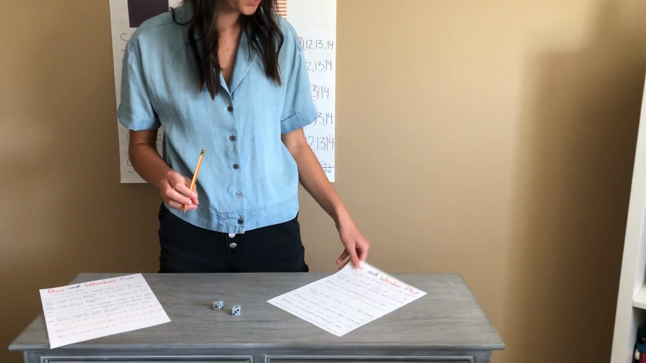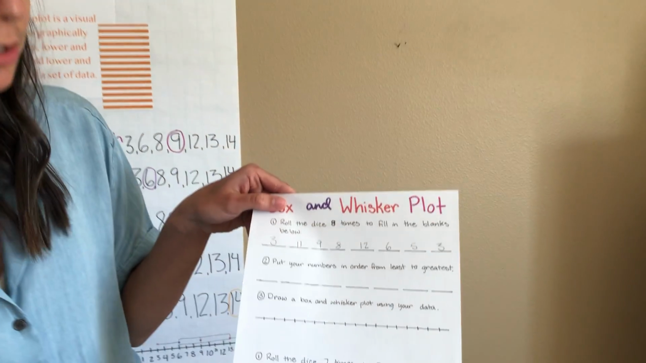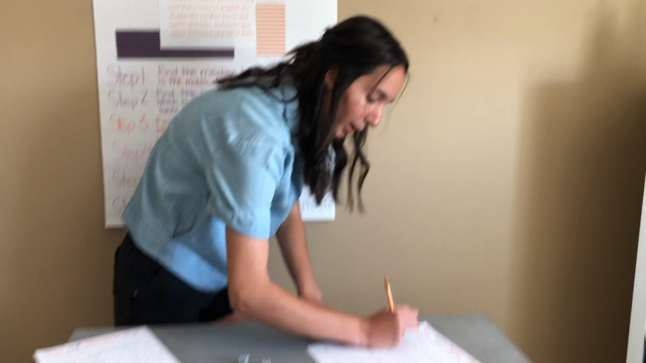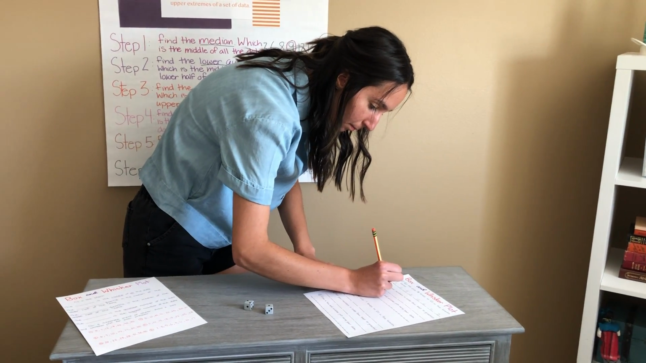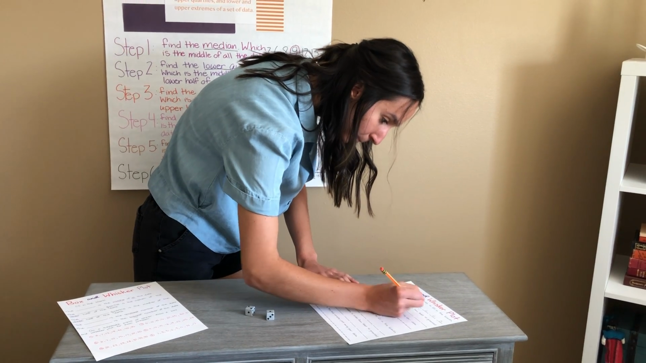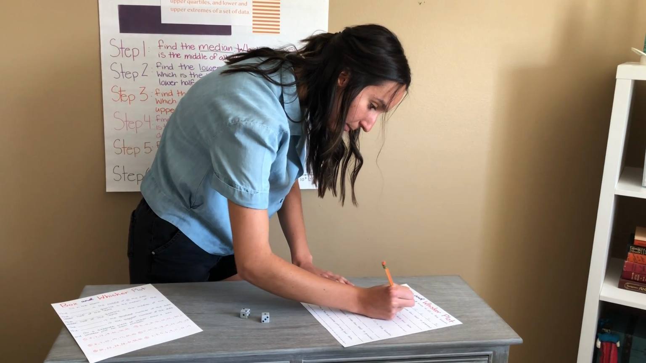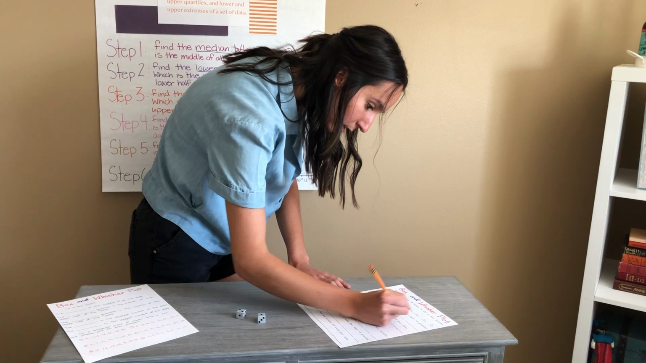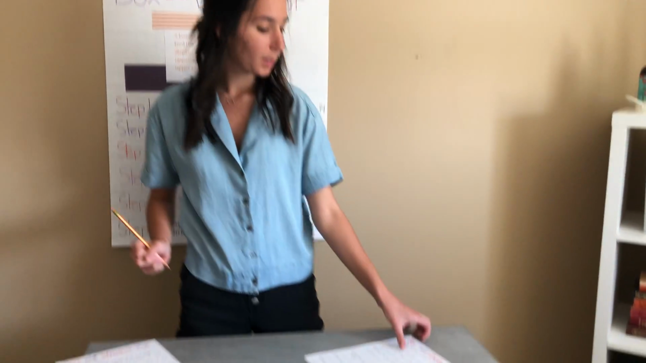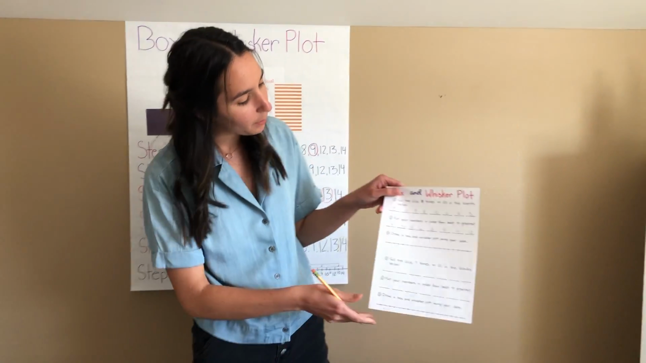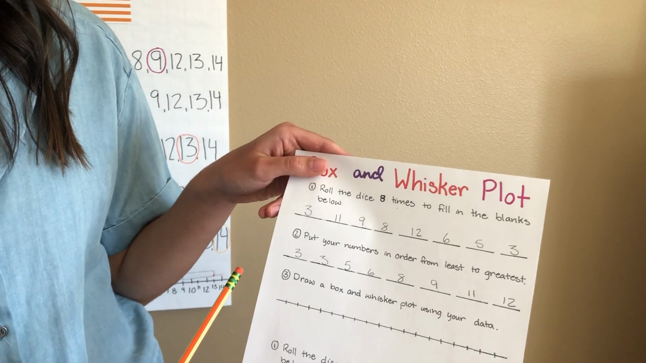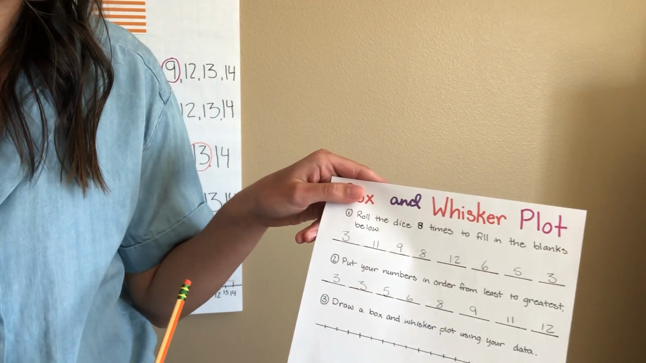Okay, so now the second step is to put your numbers in order from least to greatest. So we're going to write our 2 3s. Then I think our next lowest is a 5. Then a 6. Then an 8. 9, 11, and 12. Okay, so now that we all have our numbers written from least to greatest, we're going to find the different numbers from the 5-number summary.